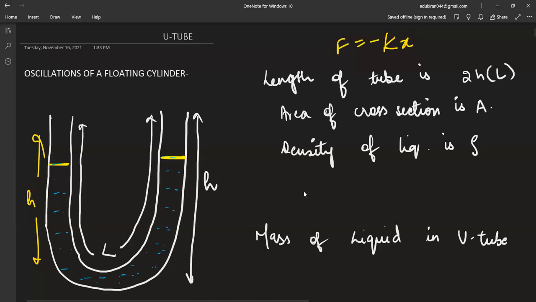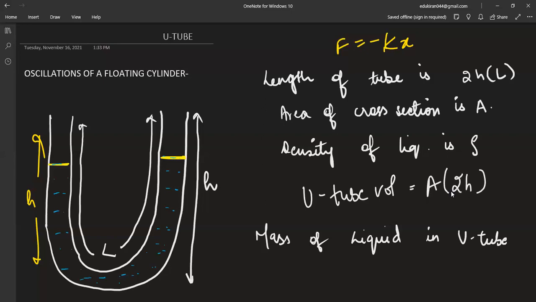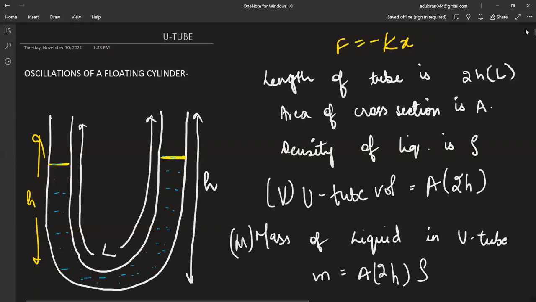So for the U-tube's volume, this will be area into the length, area into 2h. Mass of the liquid in the U-tube: see, mass will be the volume times density. So this is the volume, this is the mass. So the mass of the liquid in the U-tube will be A into 2h multiplied by the density. So look here.